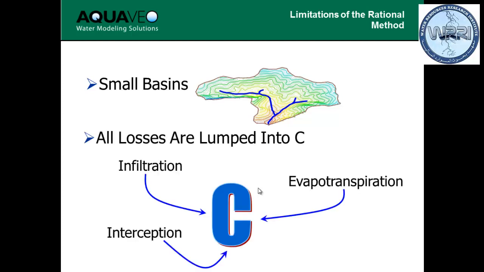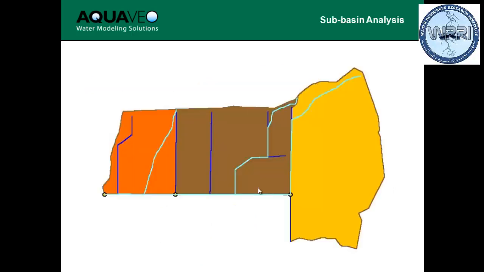So some of the limitations of the rational method: it's designed to be used for really small watersheds, small subbasins, and all the losses are lumped into your runoff coefficient.